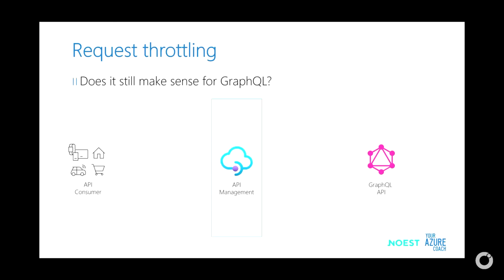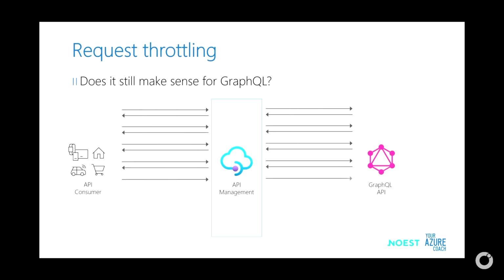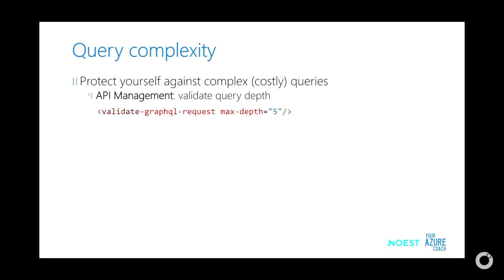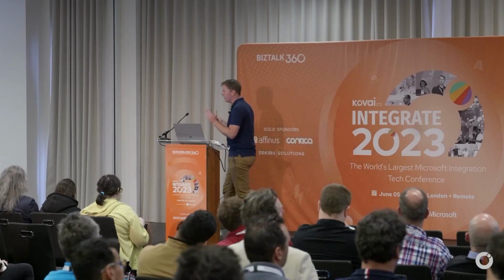Request throttling has been talked about already many times. Does it still make sense in GraphQL? Yes, on one hand it does, because it's still some protection. But also inside one request, you can do a lot of things. So you need to go beyond just request throttling. API management gives you the option to validate the query depth and say, okay, you can go a maximum of X levels deep in a query. Because you can go to rooms, hotel, country, hotel, room, country, and so on. So you can do endless loops somehow. With API management, you can limit the level of nesting.